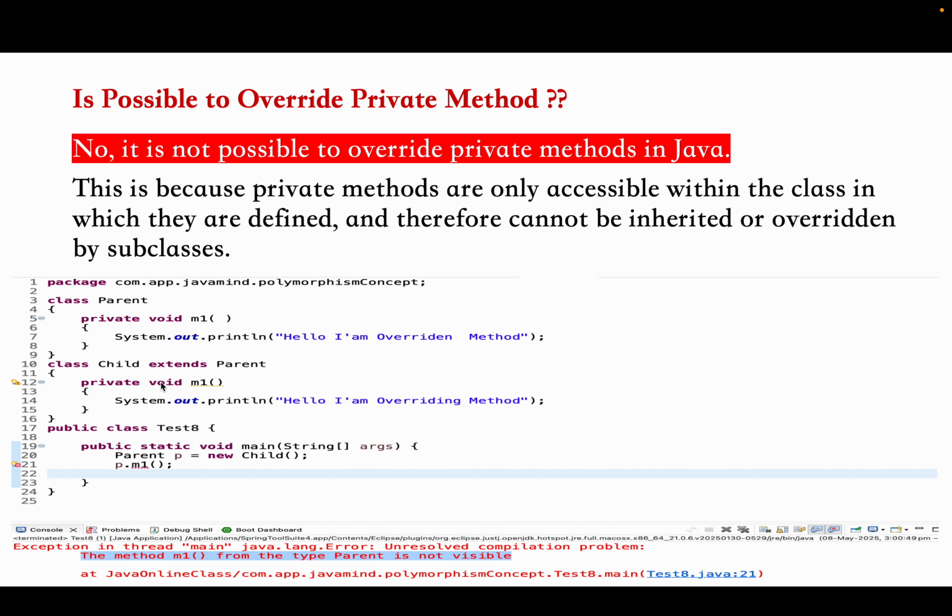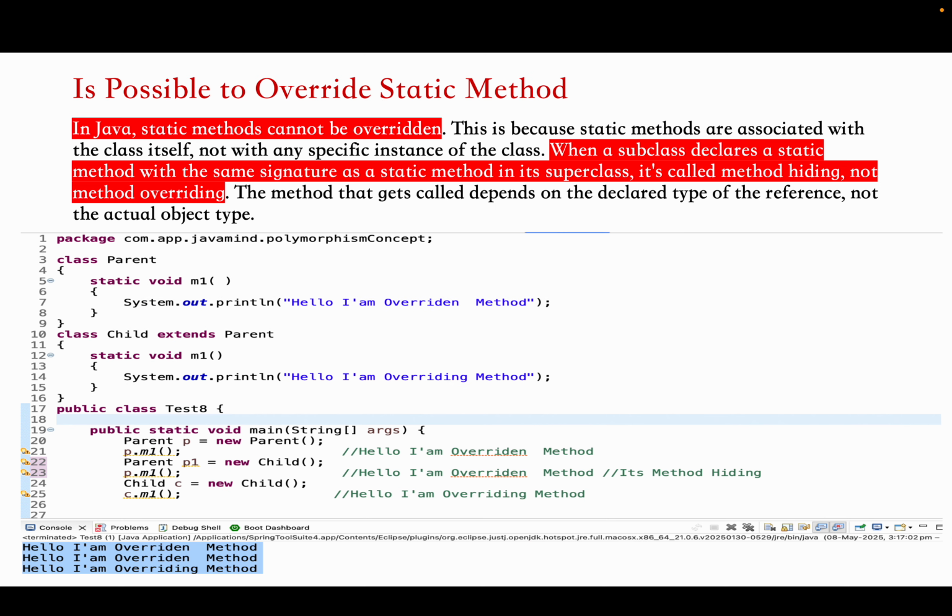Okay, the same program you can check by yourself in your IDE. You can see here what it mentions: the method m1 from this type Parent is not visible. So the answer is we are not able to override a private method. Correct? Next.